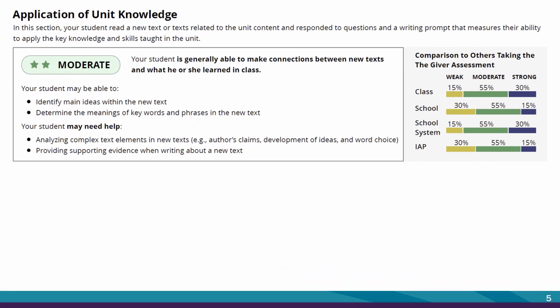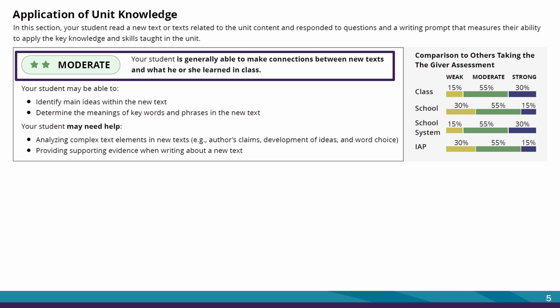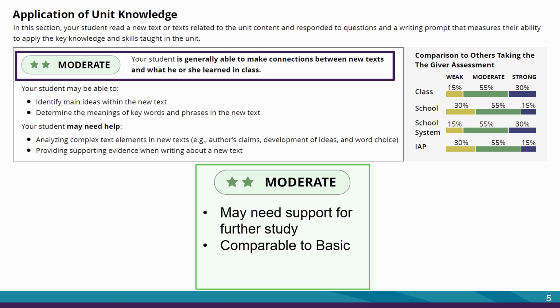For this category, application, this example student scored a moderate, which means that he or she can connect a new reading, read during the test, to what he or she learned in class. This moderate rating also means that the student may need help as they learn in the upcoming unit. Finally, this moderate rating is also comparable in terms of difficulty to the LEAP 2025 achievement level of basic.